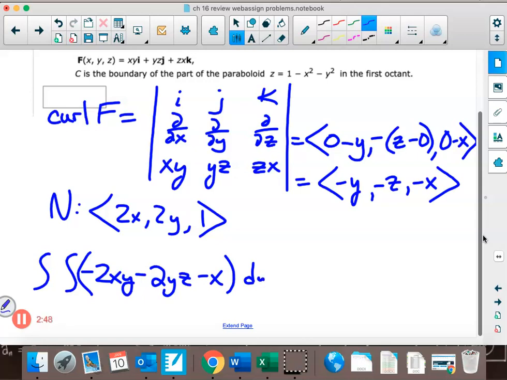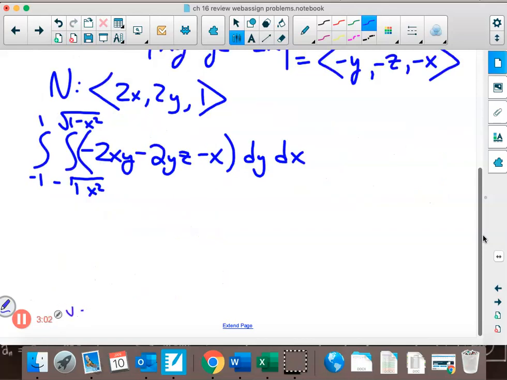If I wrote it dy dx, I would go negative root 1 minus x squared to positive root 1 minus x squared, and x would go negative 1 to 1. But I'm pretty sure this would be easier to do in polar. How did I get this? Yeah, it's curl F dot N. Do you dot product?